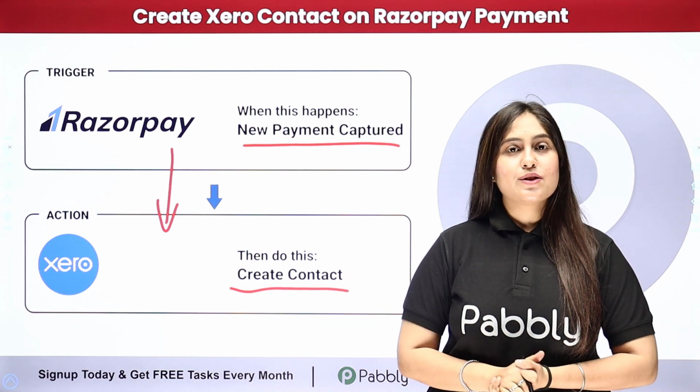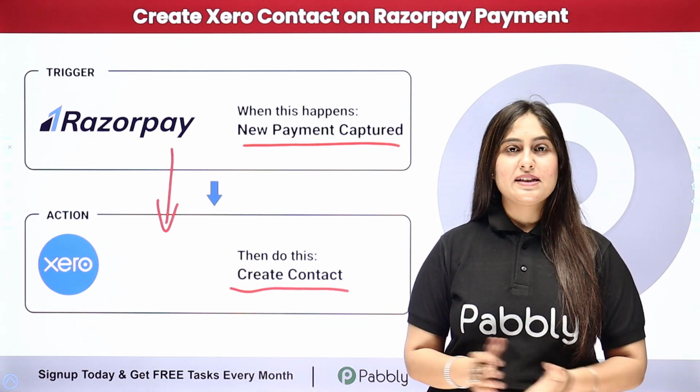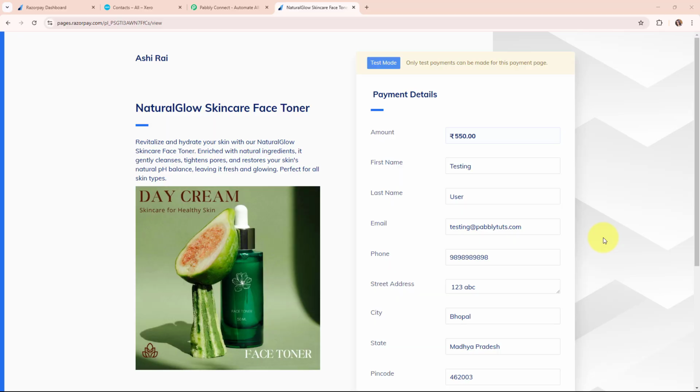So to see the working of this automation and to learn this process step by step, let me take you to my screen. Welcome to my screen. In this video, I'll show you how to automatically create a Xero contact whenever a payment is received on Razorpay. This automation will save you time by eliminating manual data entry and keeping your accounting records up to date effortlessly. So stay tuned as I walk you through the step-by-step process.